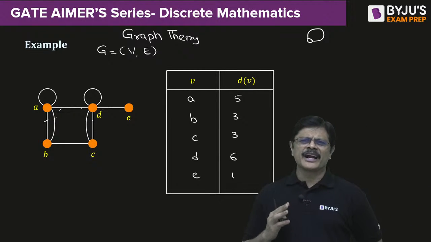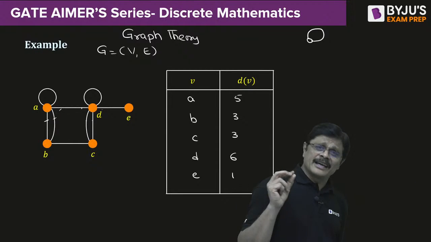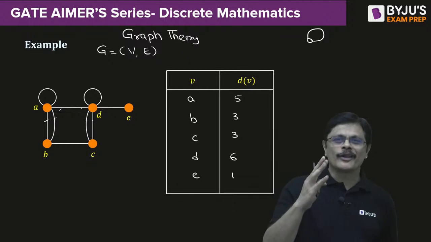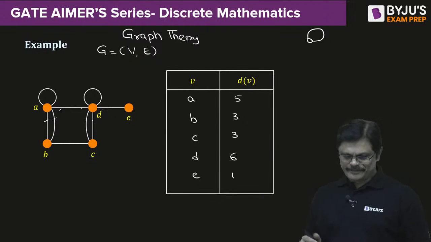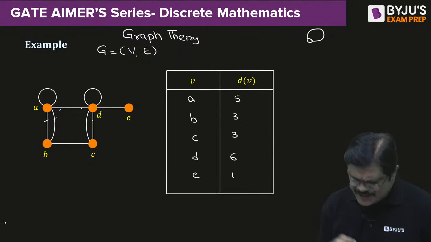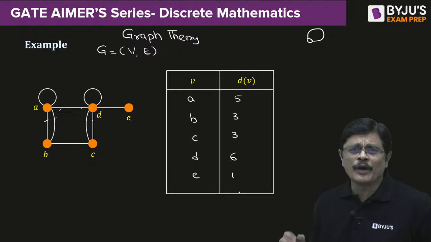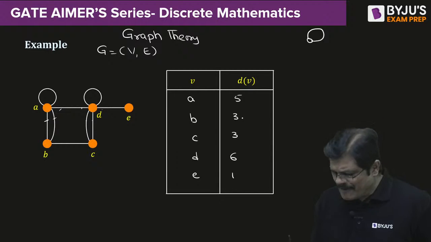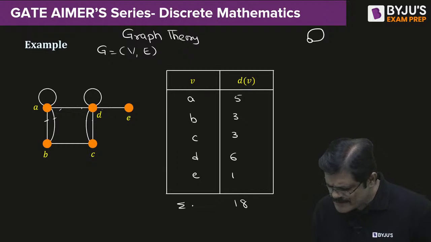The problems in graph theory are very simple. Even the problems which they ask in GATE examination are also very simple. Only thing is you should know how to solve them, and you should have logical thinking, common sense. Now one very interesting property we try to develop. Can you add up all these degrees? 5 plus 3, 8, 8 plus 3, 11, 11 plus 1, 12, 12 plus 6, 18. So you call it the sum of degrees of vertices.